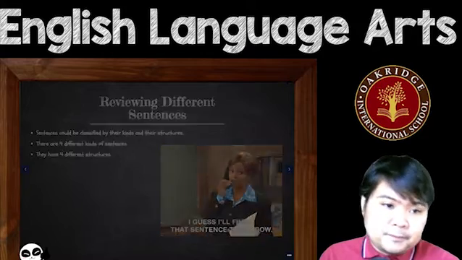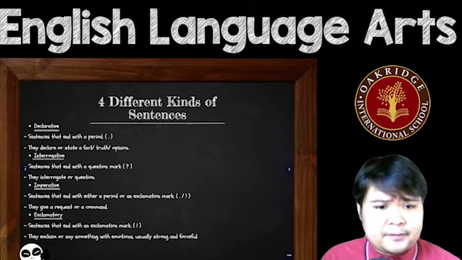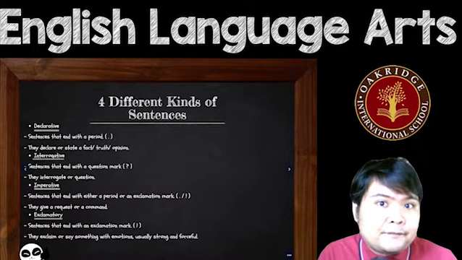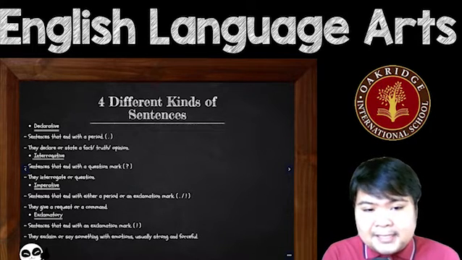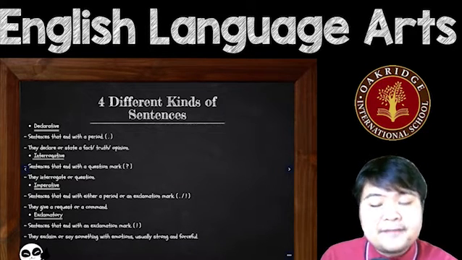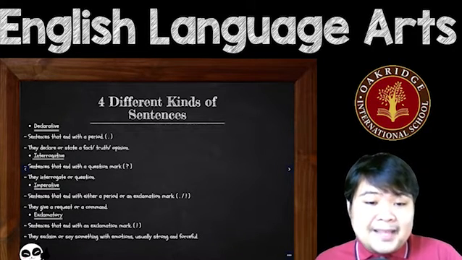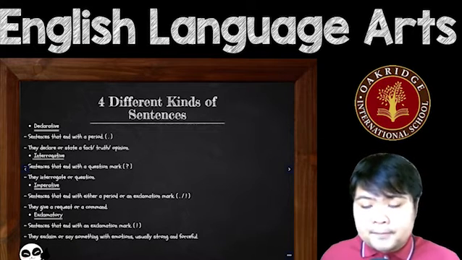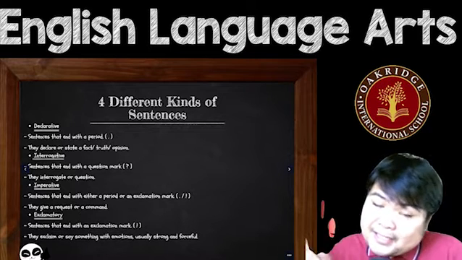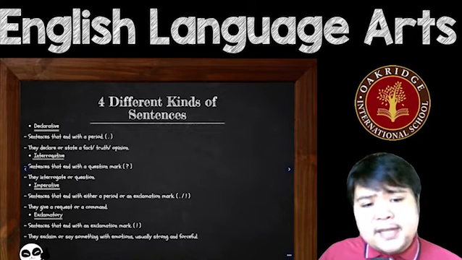All right, now, let's go first to the 4 different kinds of sentences. I hope you are familiar with this already, and that you still recall this from your previous lessons in Grade 4. What are these? You have declarative, interrogative, imperative, and exclamatory. Declarative sentences are sentences that end with a period. They declare or state a fact, truth, or opinion. Your ELA teacher is handsome. That's declarative. It's stating an opinion, a fact, or a truth.